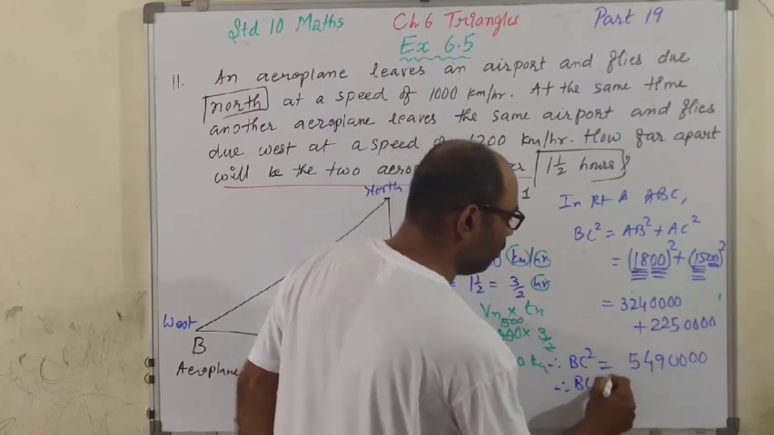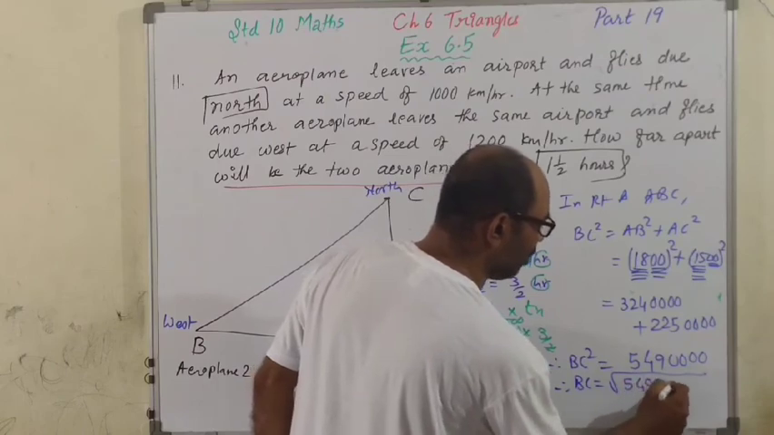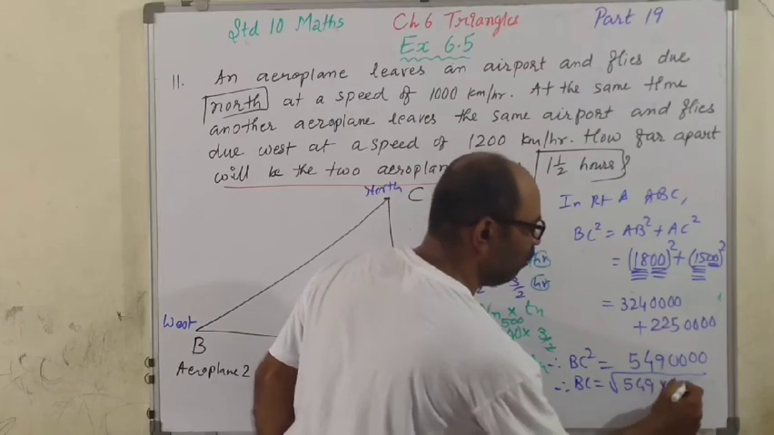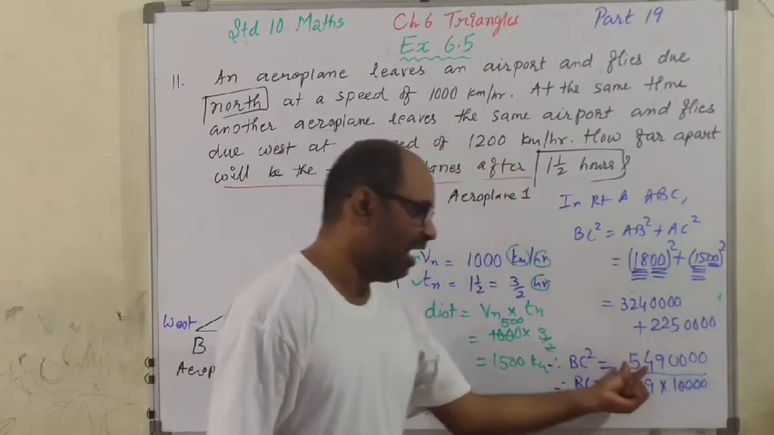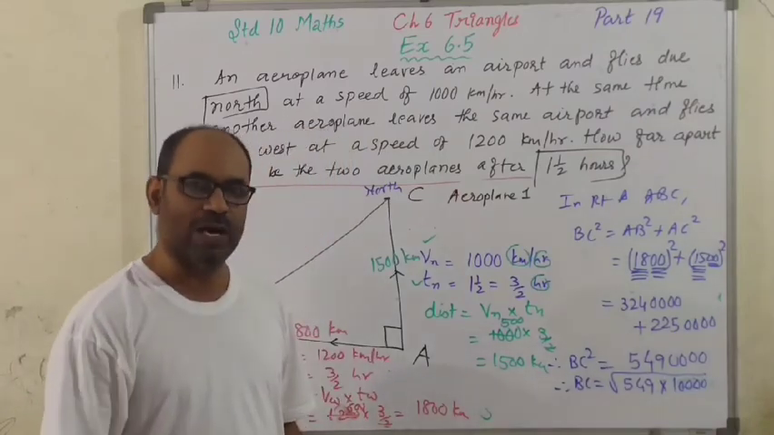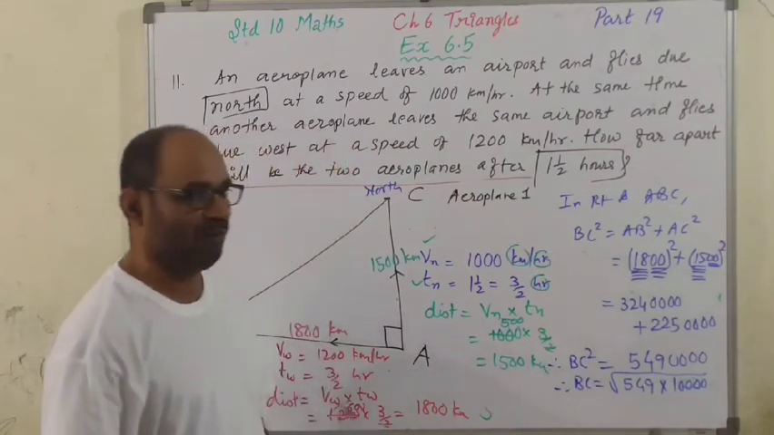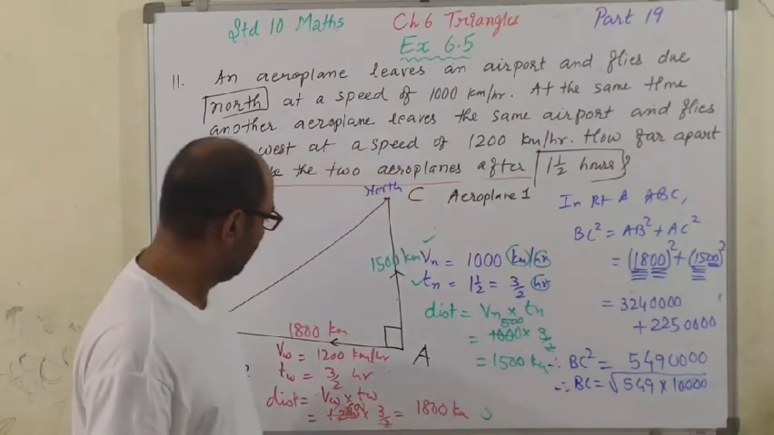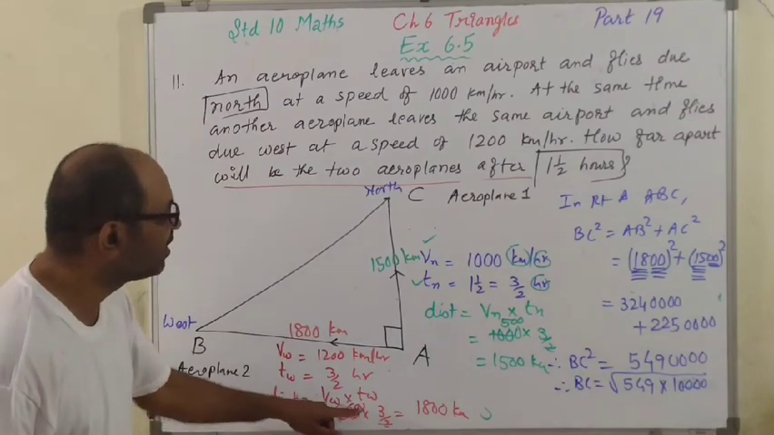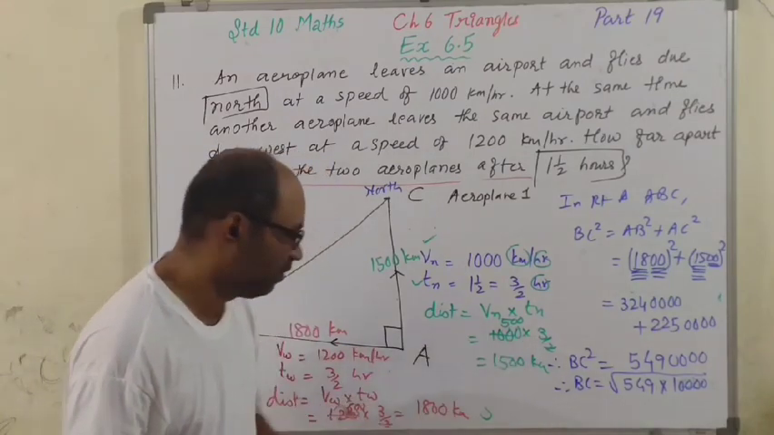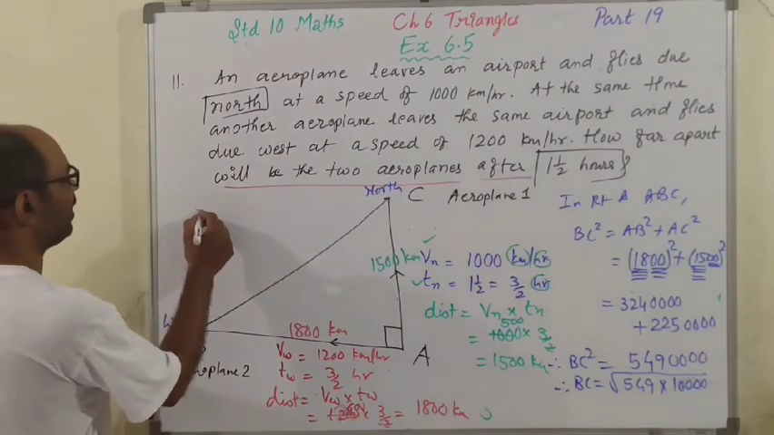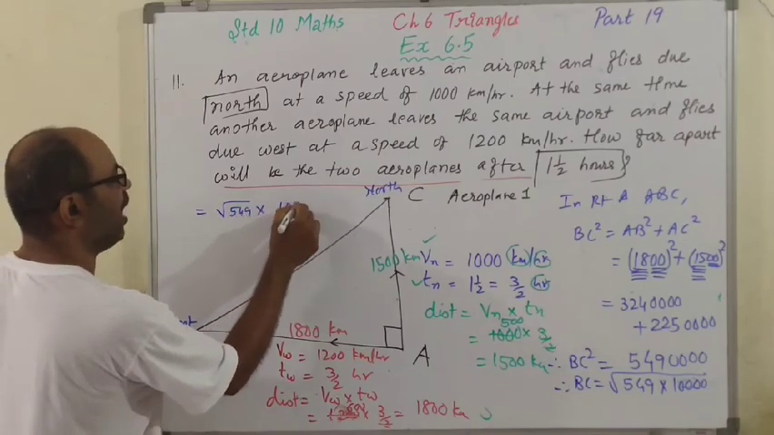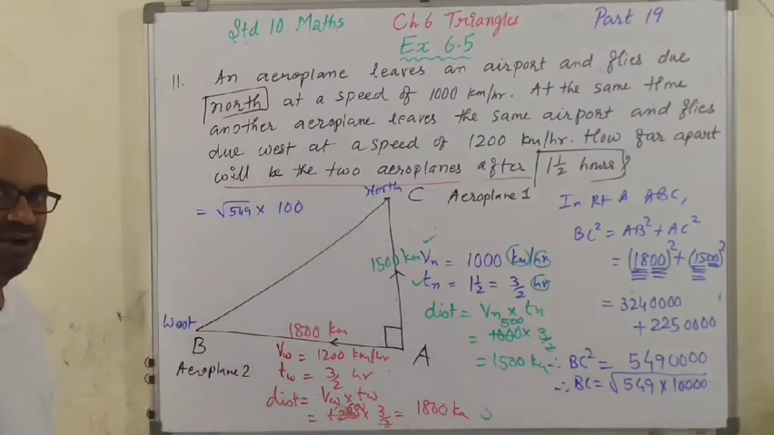Therefore, BC is equal to square root of 5490000. If you want, you can write it like this: 549 multiplied by 4 zeros, so 10,000. I separated the zeros. Okay. Is 549 a perfect square? I don't think so. Is 18... you are getting 1800 only, no? 6 3s are 18, and this is 5 3s are 15. All right, that will remain. So that is equal to square root of 549 into 100.